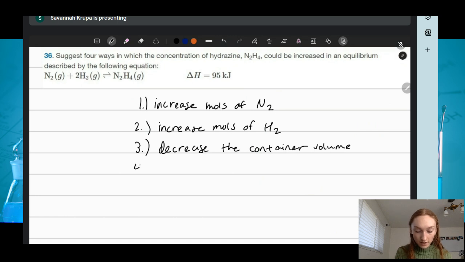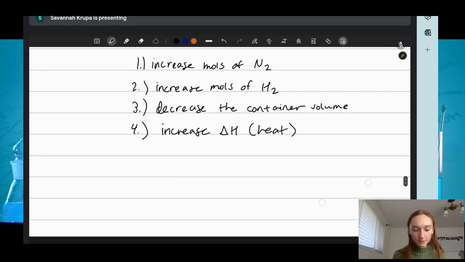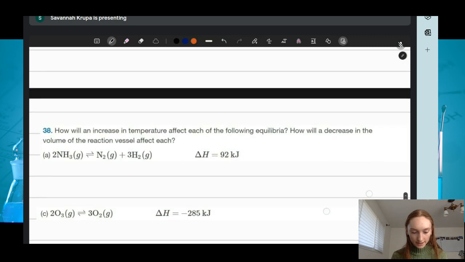And then the fourth way you can do it is just to increase the enthalpy, increase the heat. And for the same exact reasons, that's another way you can increase the concentration of hydrazine. Okay, let's move on to the next problem.